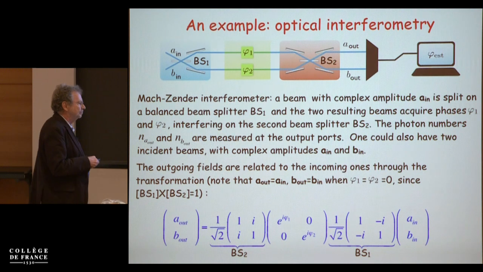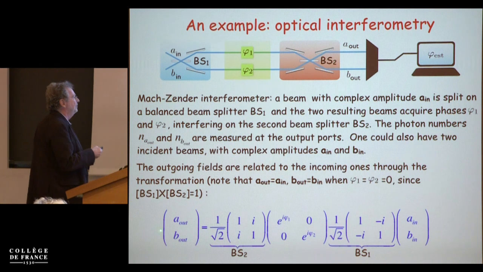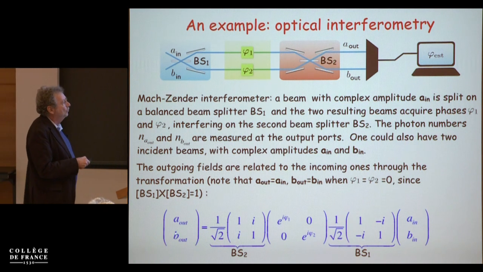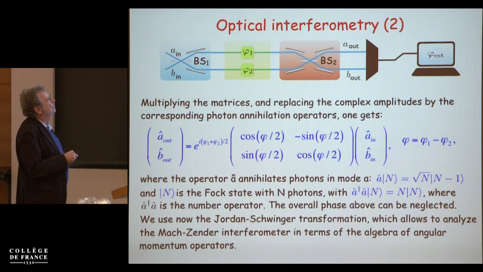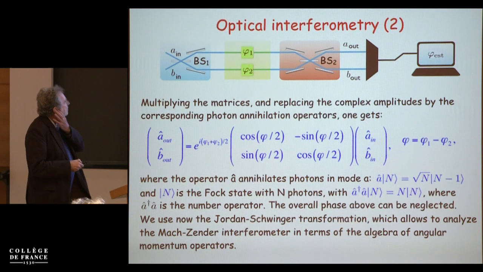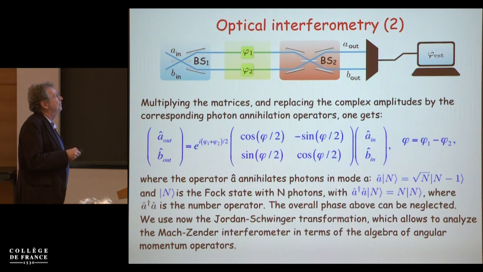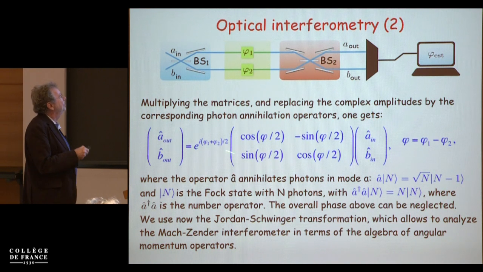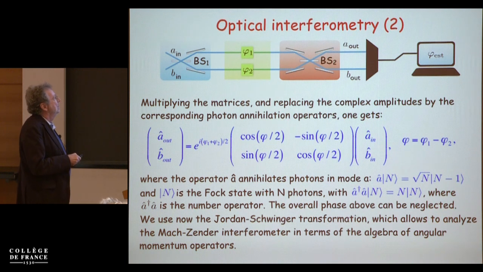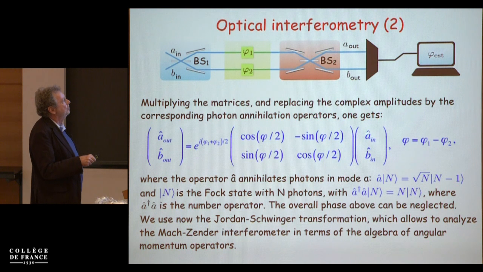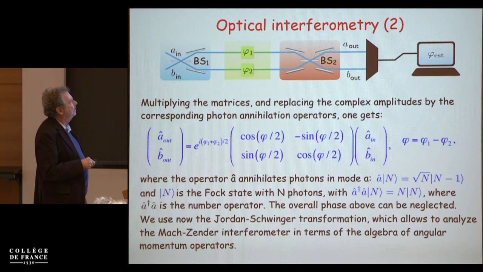Okay? Now, this whole setup can be described in this way. Now we can multiply these matrices, and if we do that, we get this expression, which just tells again that if phi is equal to 0, this is the unit matrix, so A out is equal to A in, B out is equal to B in. And now we have transformed the fields into annihilation operators. So this is now a relation between the incoming annihilation operators for modes A and B, and the outgoing annihilation operators for modes A and B.